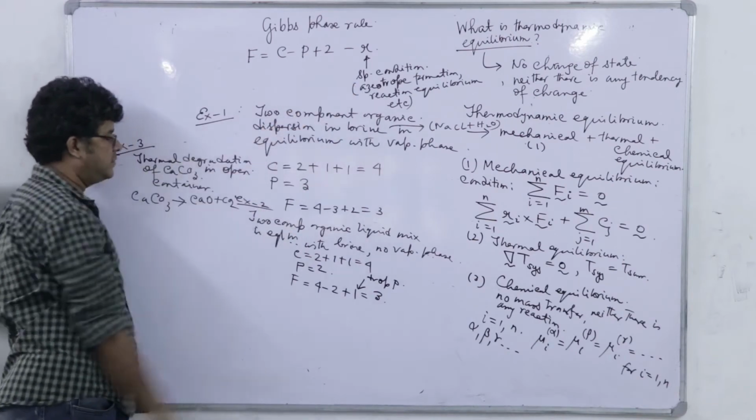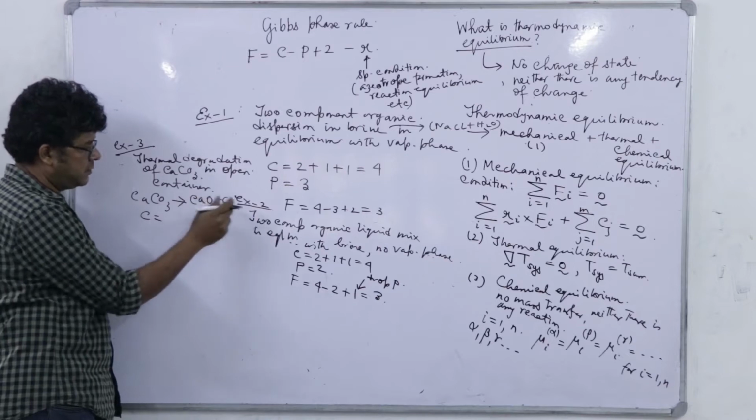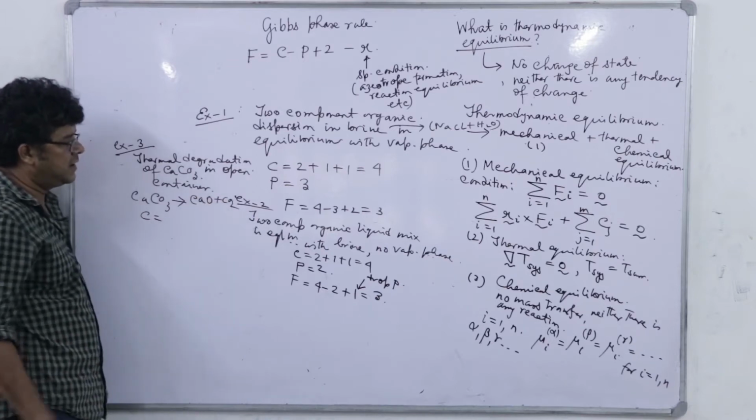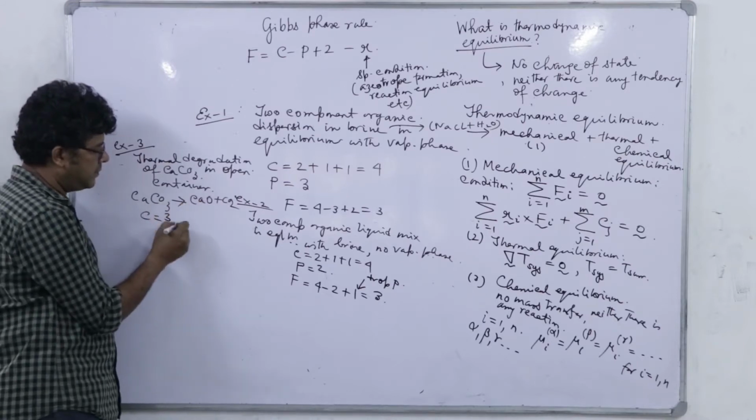It is devoid of any special condition. So, the number of components is 1 plus 2, this and 3. We will definitely not consider air and all. These are 3 components.